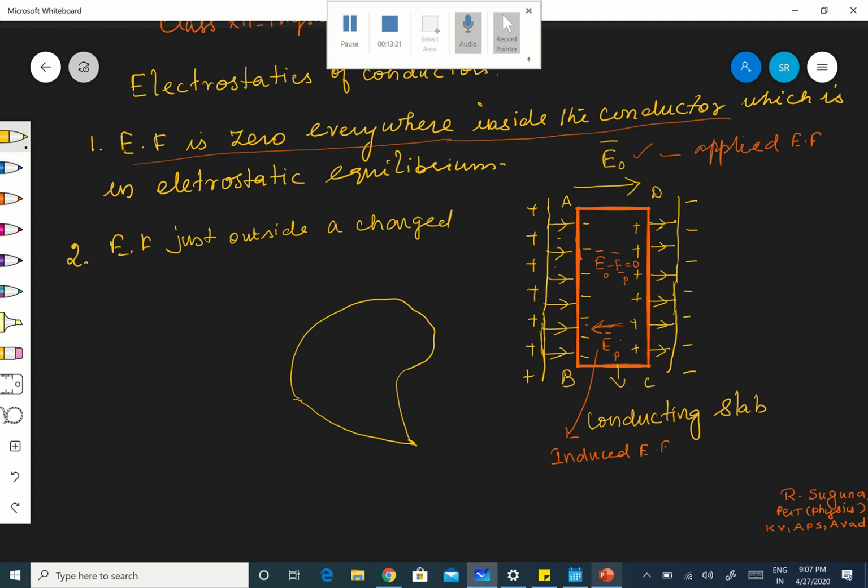For a charged conductor, the electric field is perpendicular to the surface of the conductor at every point. Very important result. Electric field just outside the charged conductor is perpendicular. This is perpendicular to the surface of the conductor at every point.